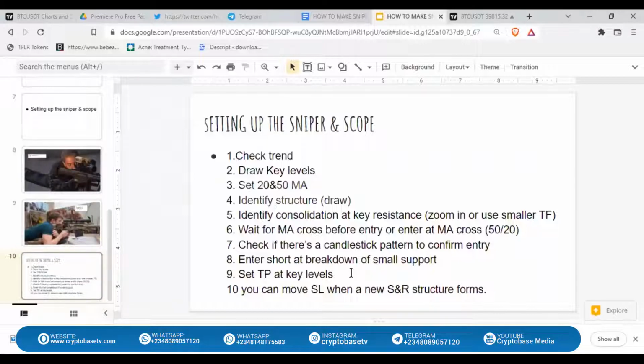And then you can continue moving your stop loss, like a trailing stop loss, with the structure. As the price moves downwards and you move into profits, you can change your stop loss like that, and like that. So, guys, that is it about using sniper entry.